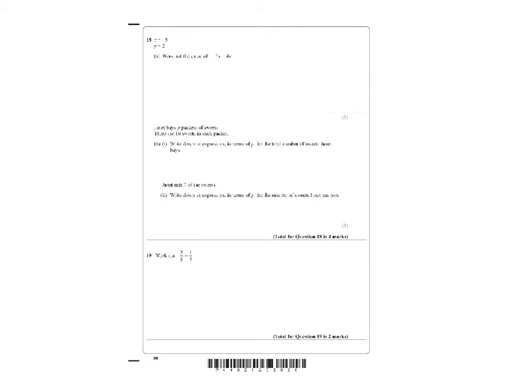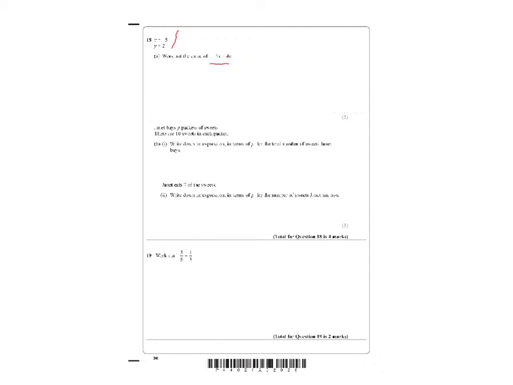There are two questions on this page. There's question 18 and question 19. I'll do question 18 first. In this question, you're given two pieces of information. X equals -5 and y equals 2. And then you're asked to work out the value of 3x plus 4y.